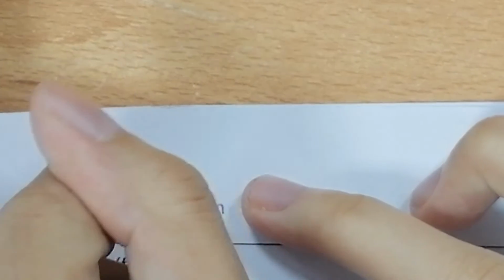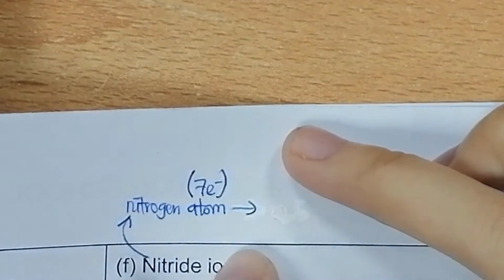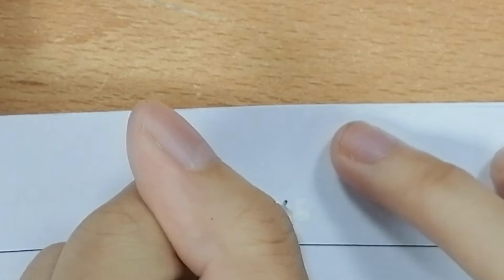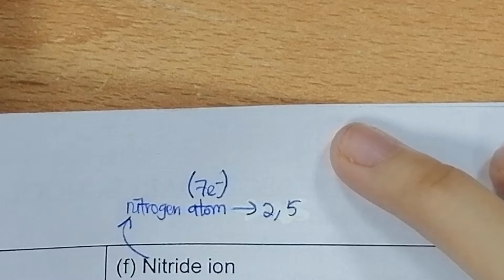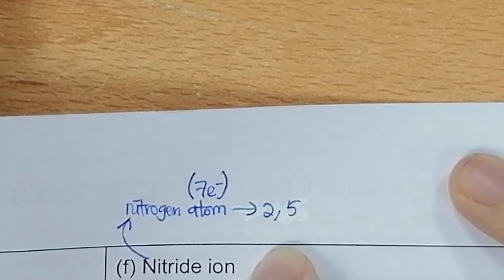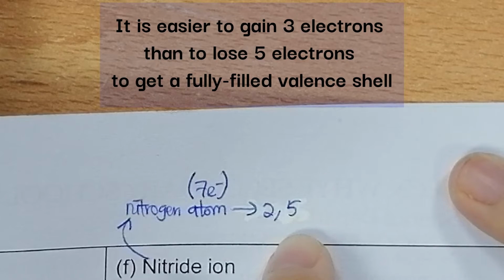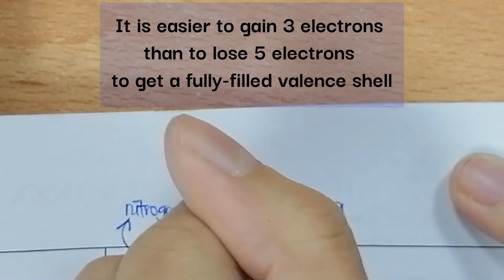Okay, so 7 electrons. For the electronic configuration, I want to split it into 2 in the first shell and 5 in the second shell. But then again, this is the atom. If I want to make it into an ion, I need to ensure that the valence shell, or the outermost shell, has the maximum number of electrons, which is 8. So what that means is that I need to gain 3 electrons.